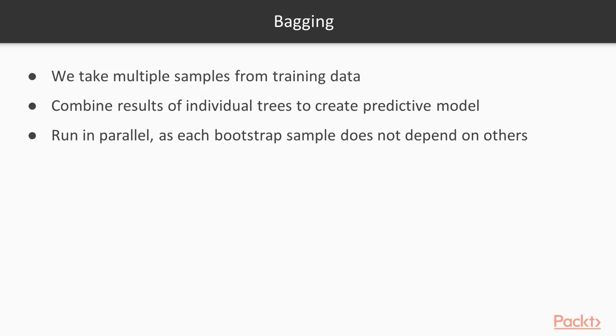In bagging, we have taken multiple samples from the training data and then combined the results of individual trees to create a single predictive model. This method runs in parallel, as each bootstrap sample does not depend on others. Boosting is another state-of-the-art model that is being used by many data scientists to win so many competitions. Boosting is a general approach that can be applied to many statistical models.